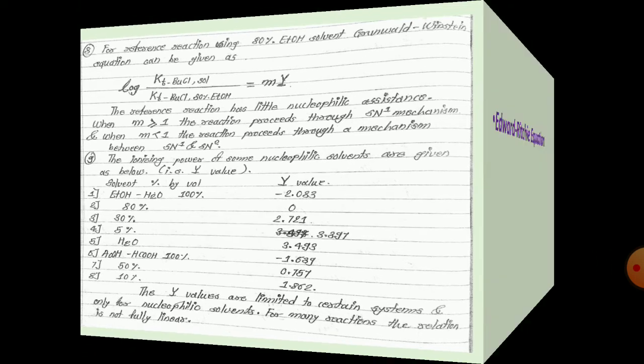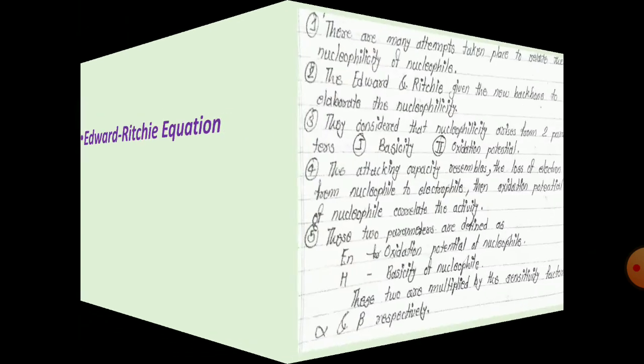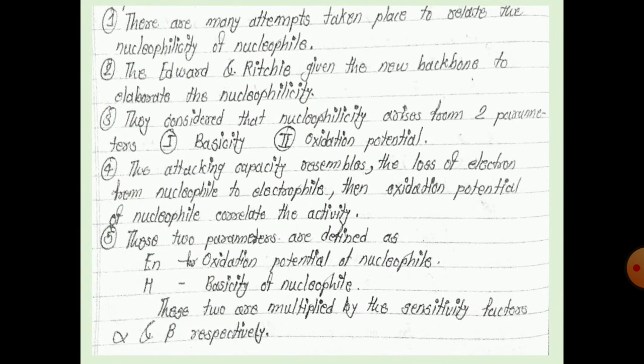Okay. Then the next point is the Edwards-Ritchie equation. It gives a two parameter approach for correlating nucleophilicity. That is, it is the two parameter variation of the Swain-Scott equation. This correlation shows that the oxidation potential can influence the nucleophilicity.